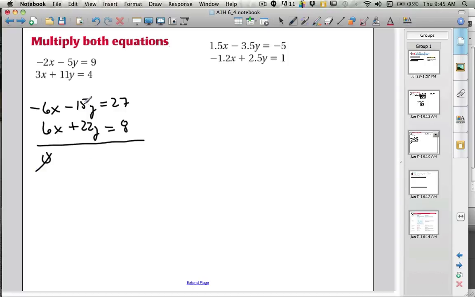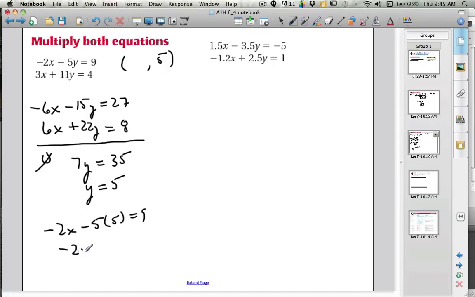So the x's become nothing. Negative 15 plus 22 is 7y, and 27 plus 8 is 35, so y is equal to 5. That's nice. If I plug that back in for one of these values, I'm going to plug it into the top one. I'll get negative 2x minus 5 times 5 equals 9. So negative 2x minus 25 is equal to 9. When I add 25 to either side, negative 2x is equal to 34. And dividing by negative 2, x is equal to negative 17.